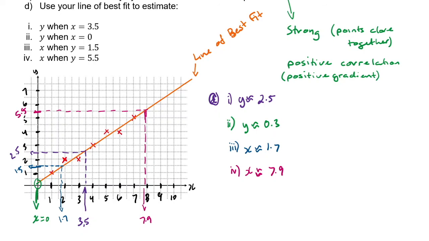Okay, so that is our very first example for using a line of best fit for a scatter plot. We'll do the next example in the next video.